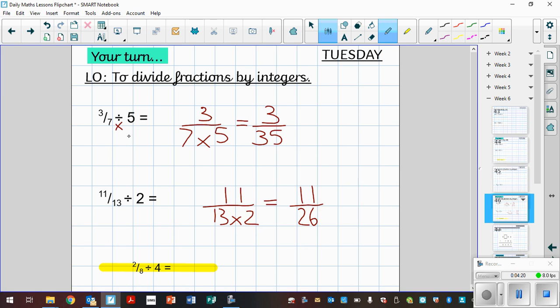Now, you see the highlighted question at the bottom. 2/8 divided by 4. That's the one in your arithmetic starter today. So have a really good go at that, children. Now that, when you get your answer, that can be simplified. So think to yourself, what would that be in its simplest form? Have a good go at that, children.